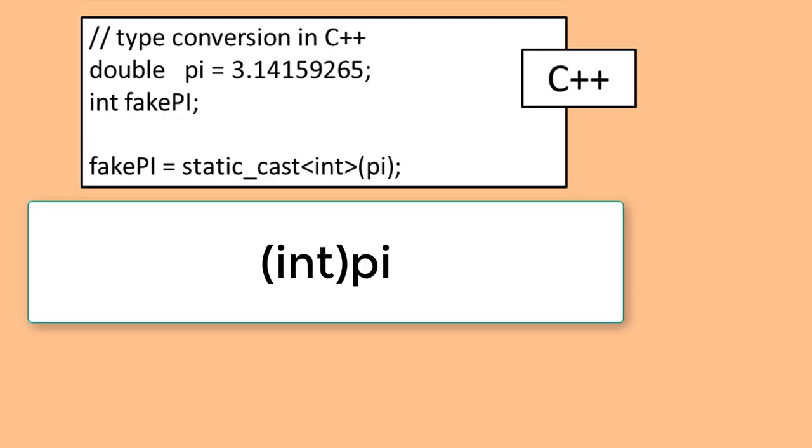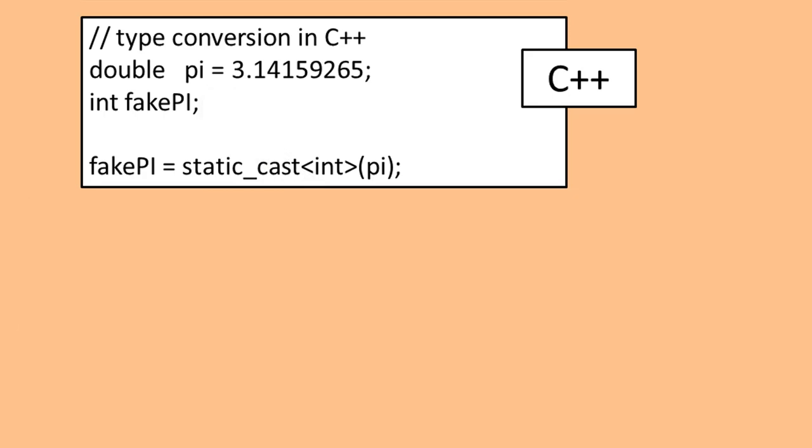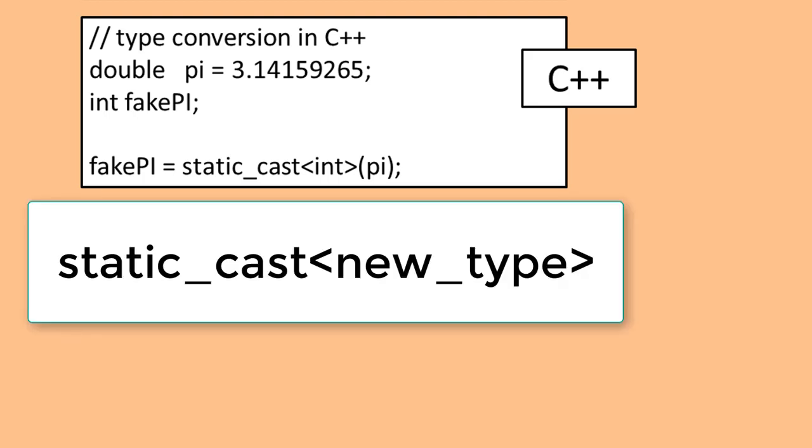In this example, placing (int) in front of the double pi converts the value 3.14159265, etc., into an int 3, losing the digits past the decimal place. C++ has several ways of explicit type conversion. The most common is using the static_cast operator. Since C++ is an extension of the C language, it can also use the C style cast operator.